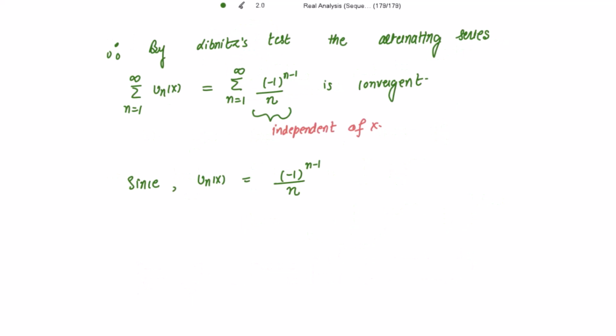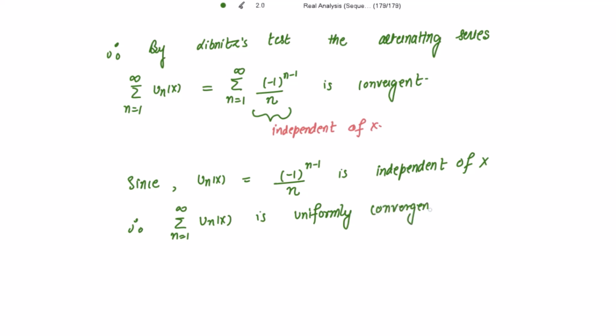So writing further, since u_n(x) equal to (-1)^(n-1) divided by n is independent of x, therefore the infinite sum of u_n(x) is uniformly convergent on the given interval, that is the open interval (0, 1). Right? So this is the first requirement for Abel's test.